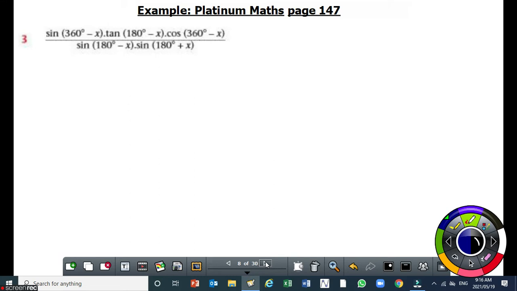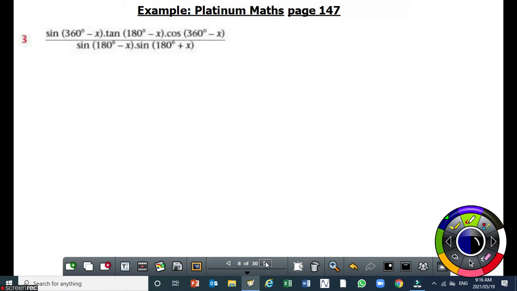Now this question from Platinum Maths, which is our prescribed textbook in the school, they use x here instead of theta. But the concept is still the same. You can have alpha as well, you can even have beta and so on. But the concept of the reduction formula remains the same.